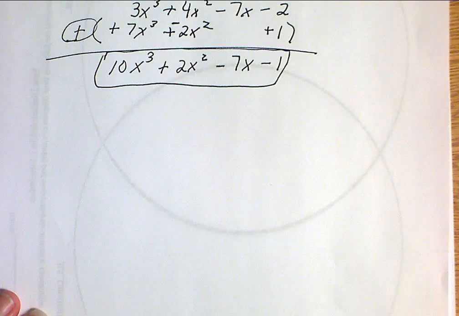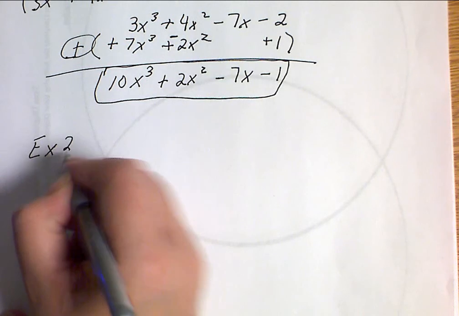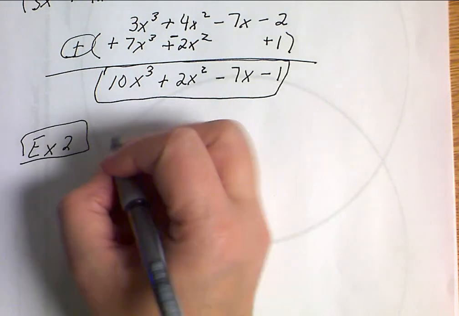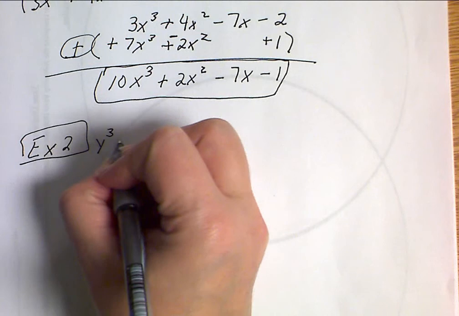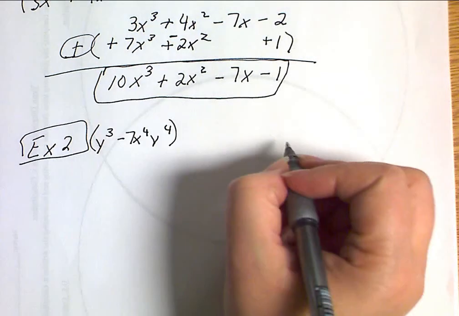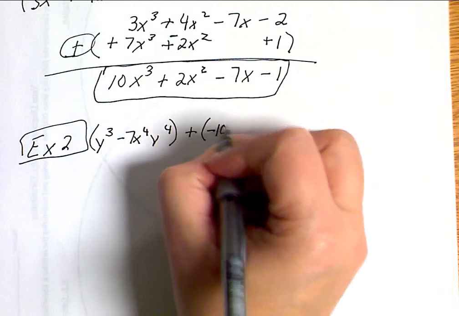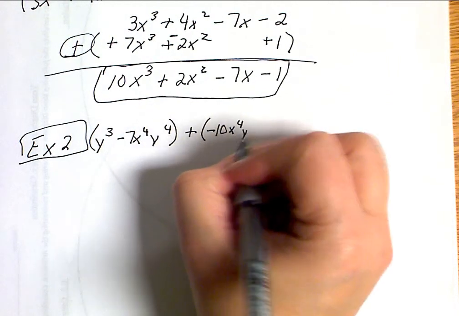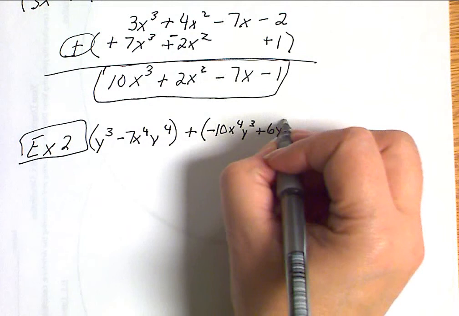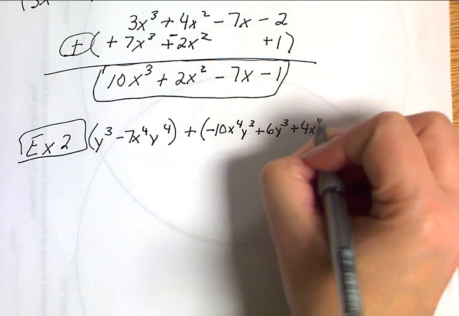All right. Example 2. It's a little long one, so if you write big, you might want to write a little bit smaller. So we have y cubed minus 7x to the fourth y to the fourth. So we have that polynomial. And we are going to add it to the polynomial, which is negative 10x to the 4th y cubed plus 6y cubed plus 4x to the 4th y to the 4th.